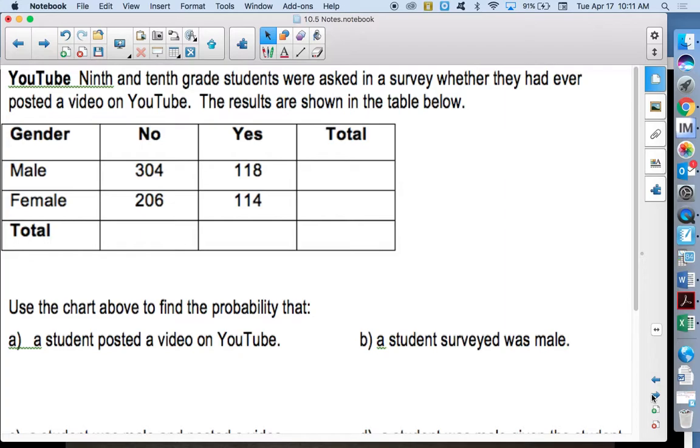This is 9th and 10th grade students who were asked in a survey whether they ever posted a video on YouTube. So it's divided up into the fact that they're male or female, and then the fact that no, they didn't post a video on YouTube, or yes, they did post a video on YouTube.